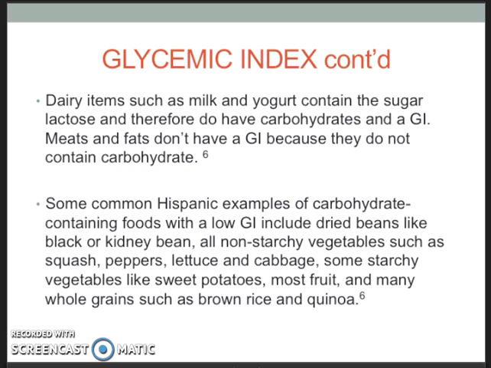Some common Hispanic examples of carbohydrate-containing foods with low GI include dried beans like black or kidney beans, all non-starchy vegetables such as squash, peppers, lettuce, and cabbage, some starchy vegetables like sweet potatoes, most fruits, and many whole grains such as brown rice and quinoa. So these might be some things that you and your family cook at home or you often find at the store.